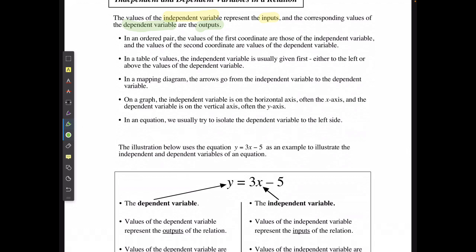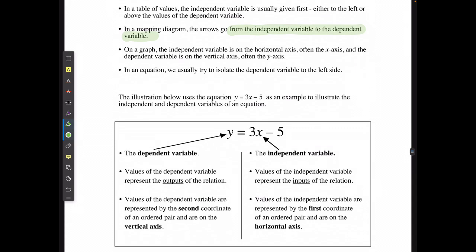In a mapping diagram, the arrows always go from the independent to the dependent. On a graph, the independent is horizontal and the dependent is the vertical. In an equation, we isolate the dependent, which means that the dependent in an equation is going to be by itself on one side, and all the processes that are occurring are happening to the independent. So in this case, I'm taking my independent value, multiplying it by 3, and then subtracting 5 in order to solve what the dependent value would be.